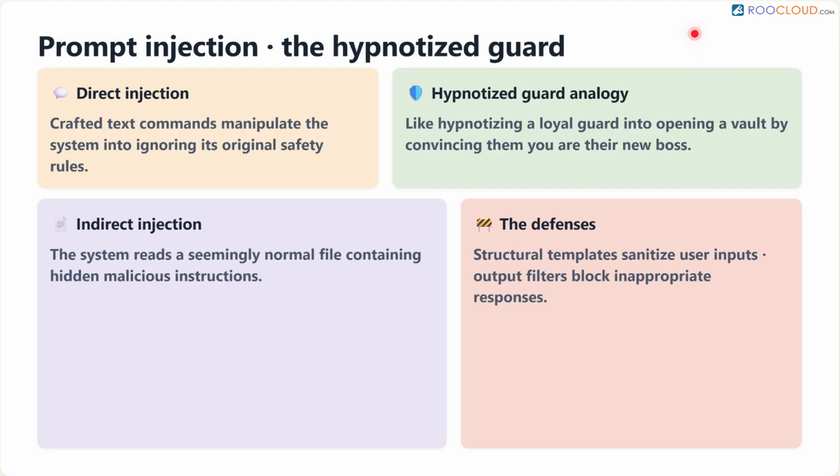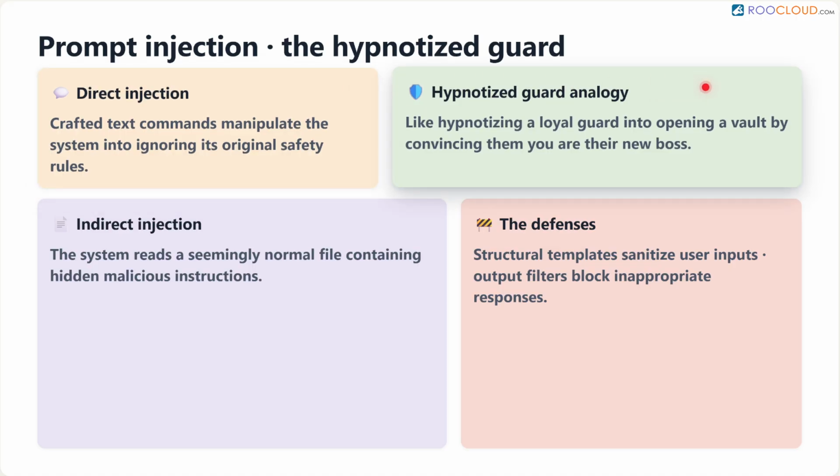We will now cover threats through use. The most common is the prompt injection. This attack targets generative systems by using specifically crafted text commands that manipulate the system into ignoring its original safety rules. It is similar to hypnotizing a loyal guard into opening a vault by convincing them you are their new boss. These attacks are incredibly popular because anyone can attempt them through the normal user interface.